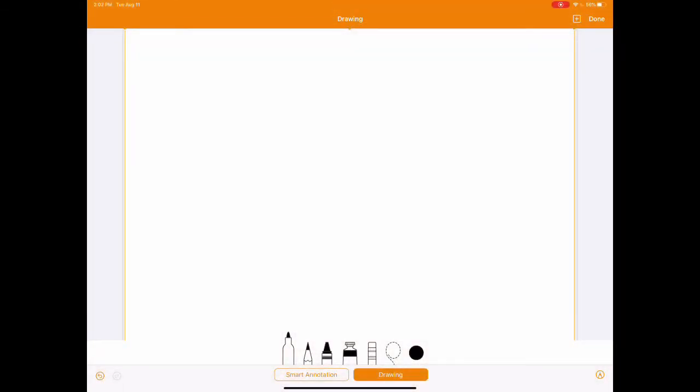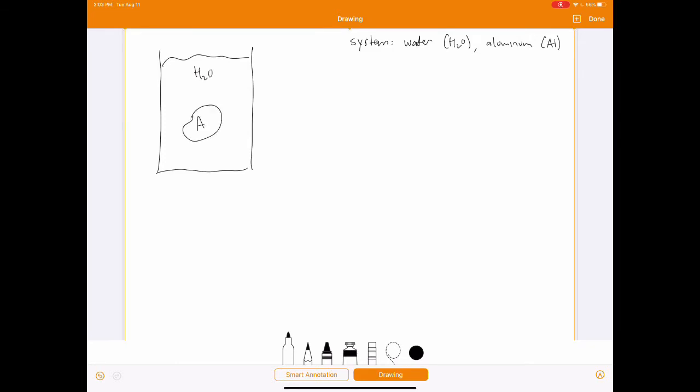Okay, so first thing we'll do is write down the fact that our system consists of the water, H2O, and the aluminum, Al. And if we draw a picture of our system, imagine we have a container filled with water, and then we've placed this hot aluminum sample in the water.